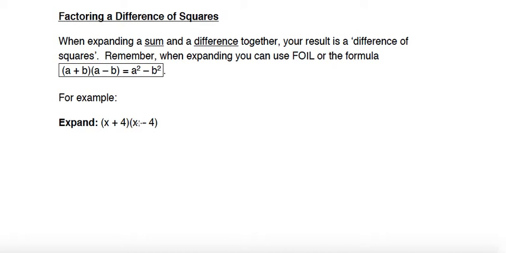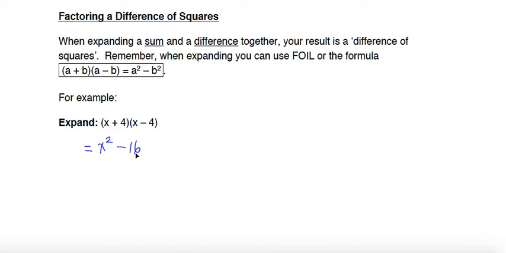So (x + 4)(x - 4). The binomials are exactly the same except one is addition and one is subtraction. So this becomes the square of the first term, x squared, and the square of the second term, 4 squared is 16, and a subtraction sign in between. So this expands to x squared minus 16.